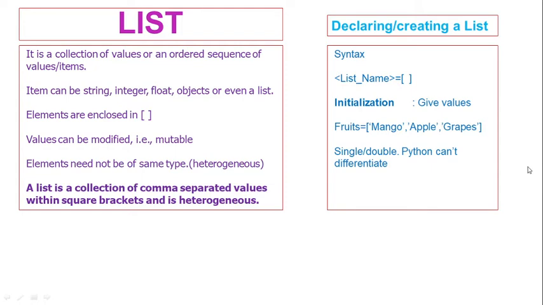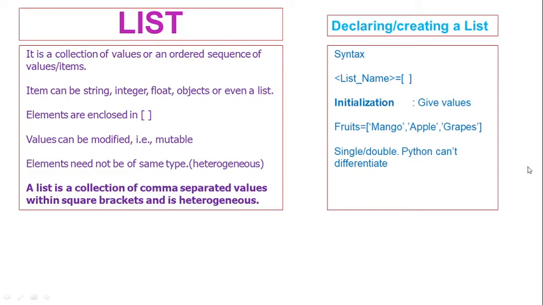Then let's look at declaring or creating a list. Of course, we know we are using square brackets to enclose the values of a list. The syntax is list name equal to square brackets. Then we are looking at the initialization. Initialization means giving values. We have a list here. The list name is fruits, equal to, in square brackets, 3 values: mango, apple and grapes, enclosed in quotes. We know we can have either single quotes or double quotes. Python cannot differentiate single quotes and double quotes.